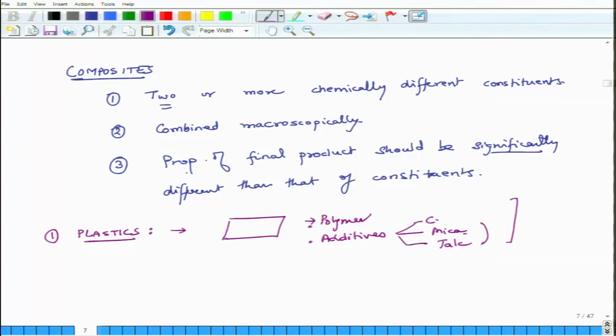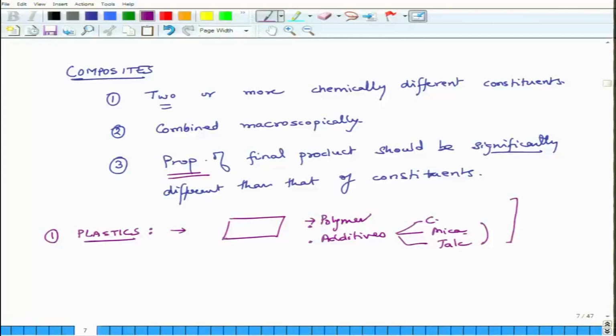So, they should be composites, but the answer is still no, they are not composites, because when you evaluate their properties, for instance the tensile modulus, Young's modulus of this plastic which has a lot of additives, you may find that its Young's modulus is still very similar to that of the pure polymer. So, for that reason, a lot of these plastics, even though they are mixtures of two different chemical constituents, combined macroscopically, because they do not meet the third condition, are not composites. Another example would be alloys.